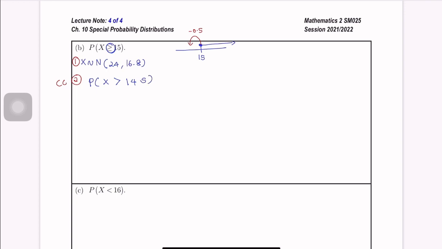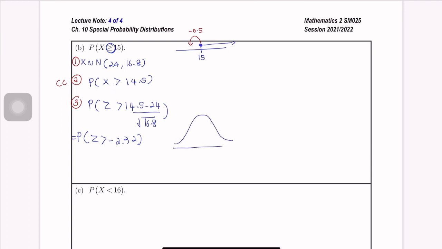The next step is to standardize it, change it to z with the formula we used just now. So probability z greater than 14.5 minus 24 over square root of 16.8. So we get probability z greater than negative 2.32. Okay, so this one is better. So we have negative 2.32.